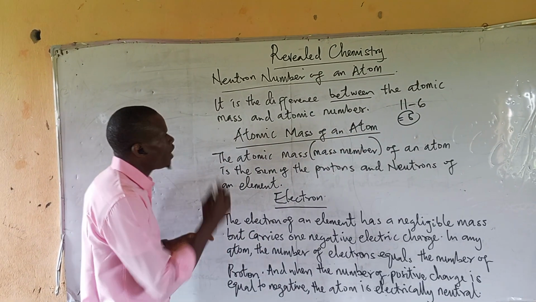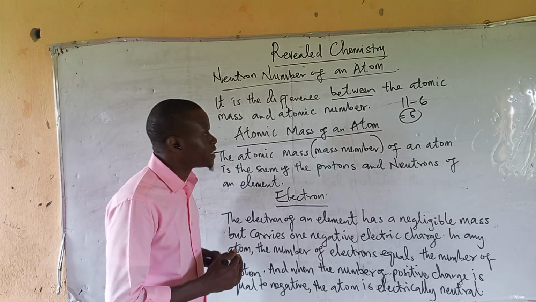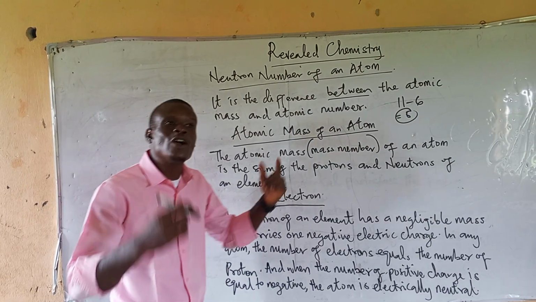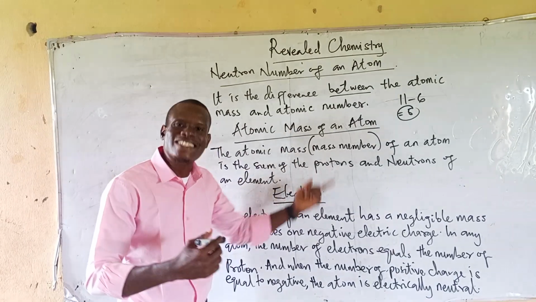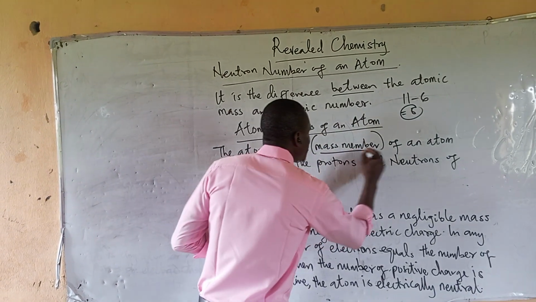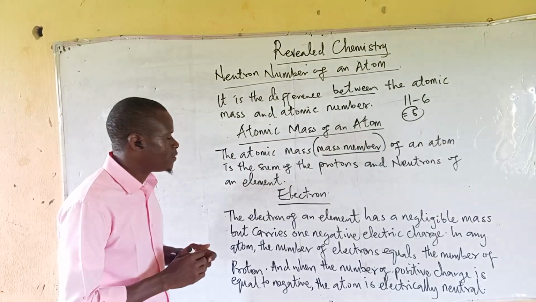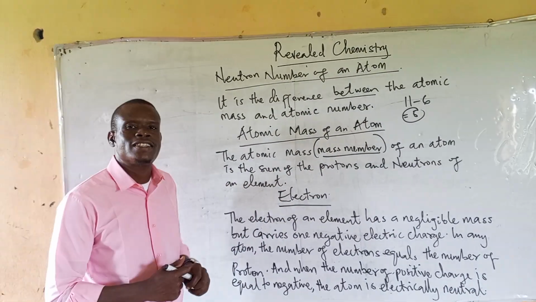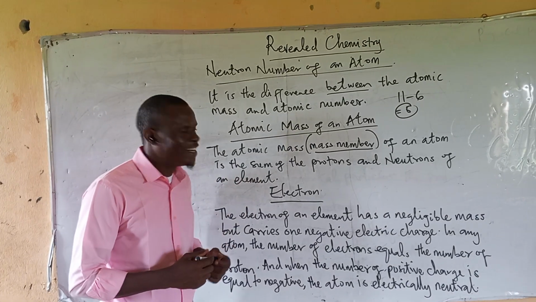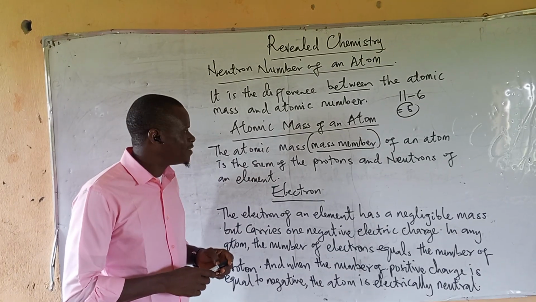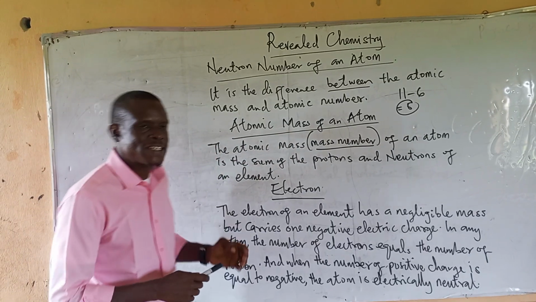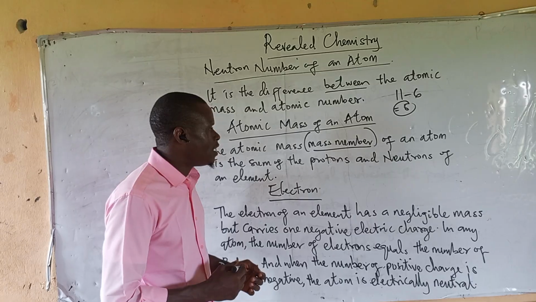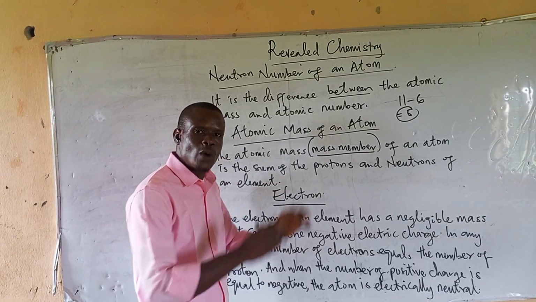Now, let's go to the atomic mass of an atom. The atomic mass of an atom can also be known as the mass number. The mass number of an atom is the sum of protons and neutrons of an element. Did you know that before? Just clear your mind on that. So for you to get the mass of an element, you can add the proton number and the neutron number to achieve the mass number.